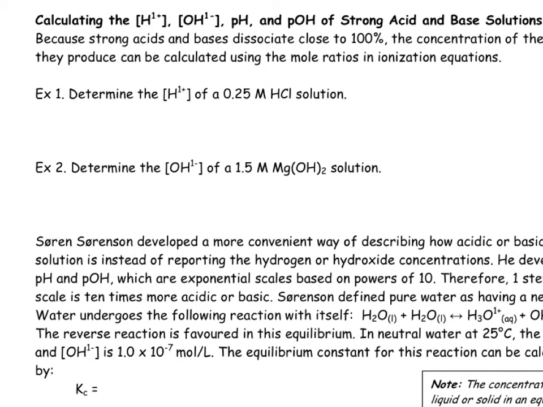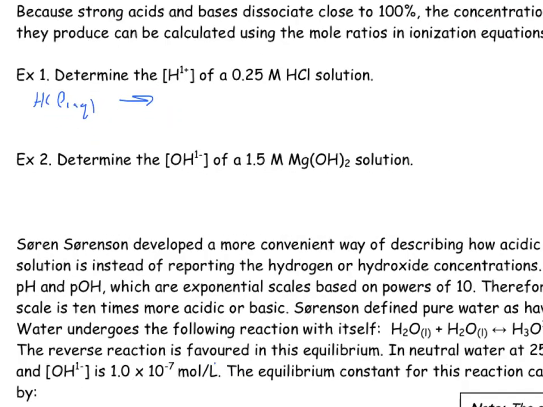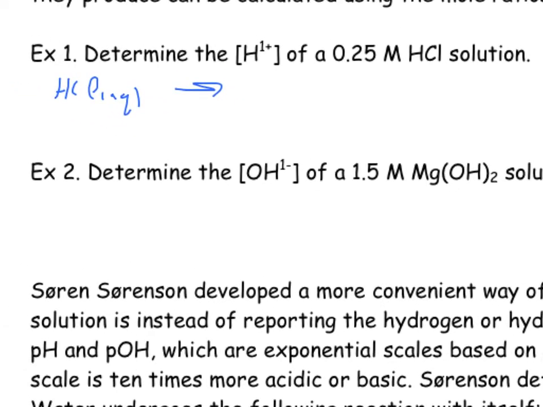Because strong acids and bases dissociate close to 100%, the concentration of the ions they produce can be calculated using mole ratios in the ionization equations. Here's an example. Determine the H+ concentration of a 0.25 mole per liter HCl solution. Always start by writing an ionization equation. HCl is an acid because it has an H listed first. Therefore, it will make H+ ions.